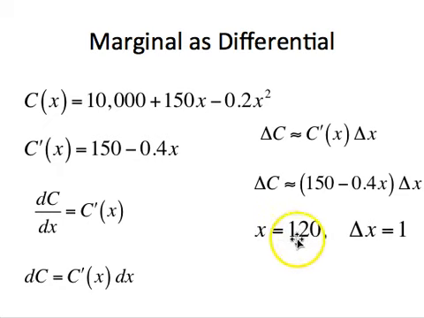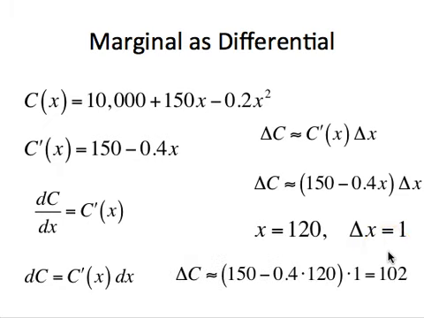x is 120. We started making 120 bicycles and we want to make 121, so the change in x is 1. If you're using this marginal approach as a differential, that change in x is always 1. But you can see we get the same answer: our change in C is 102, the additional cost incurred by manufacturing the 121st bicycle is an additional $102. So in essence, the marginal approach is equivalent to the differential when the change is always just equal to 1. It's a special case of a differential.